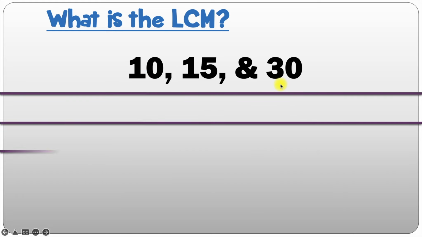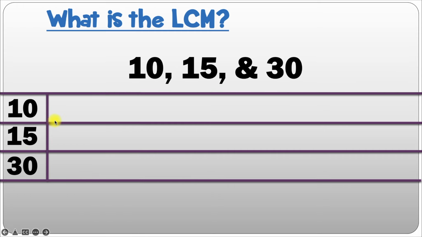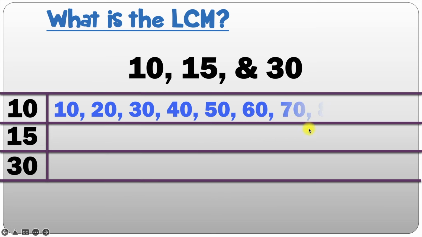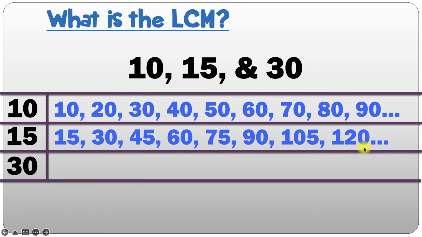So let's set up our workspace. I'll put 10 over here, 15 over here, and 30 over here. So the multiples of 10 are 10, 20, 30, 40, 50, 60, 70, 80, 90, and they go on and on and on. The multiples of 15 are 15, 30, 45, 60, 75, 90, 105, 120, and those go on and on and on.